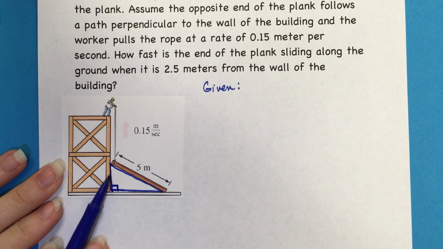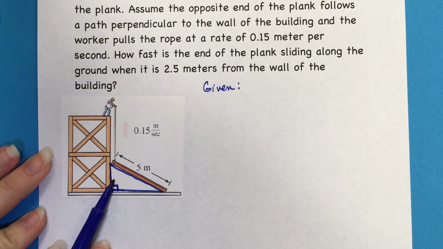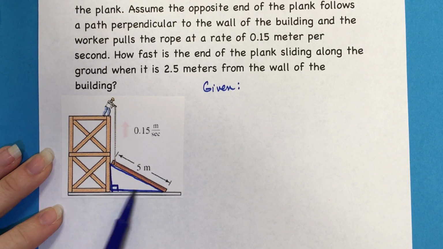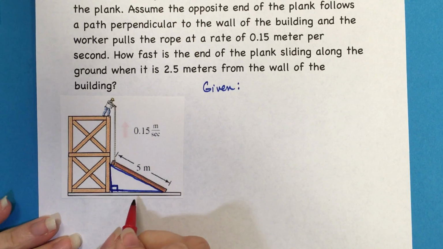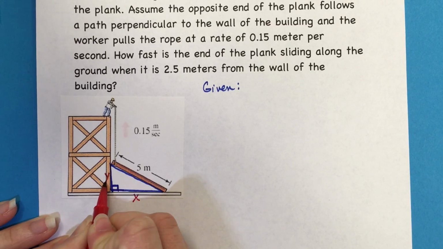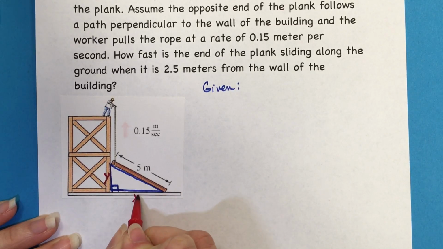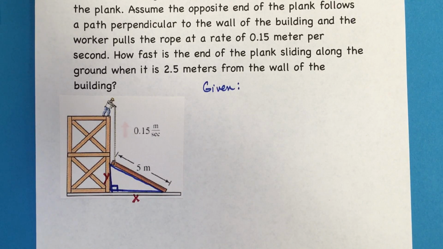So this side is increasing as the plank goes up. This side's going to be decreasing as the plank is pulled up, because this end's going to be sliding in. Now, you don't have any variables here, so you can actually use whatever you want to. I'm going to work it by letting this side be X, and then I'll let this side be Y. So on some of your problems you'll have choices that you can make with that.